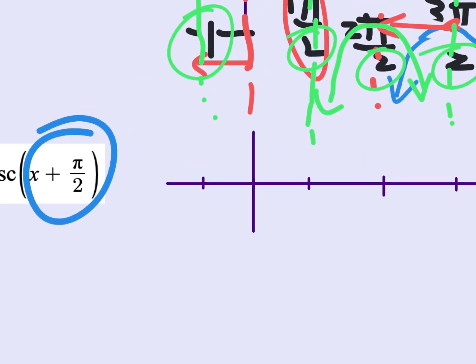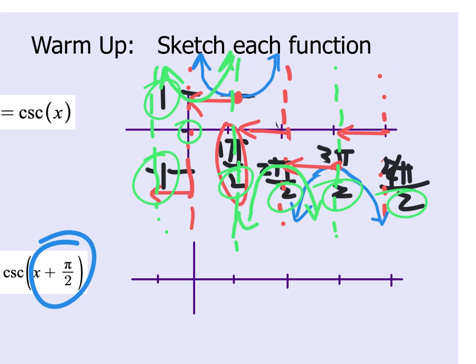All right, I think that's enough for cosecant. Just a thought, if you were asked to graph secant, you wouldn't graph secant first. You would graph what? Cosine. And then you would do the asymptote thing.